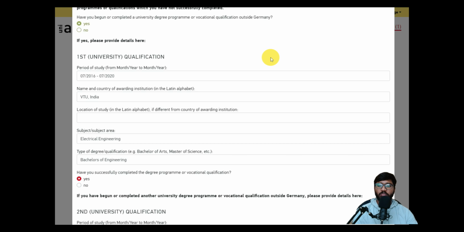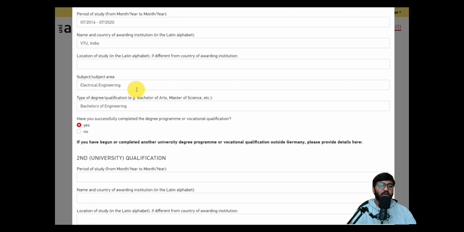So that's the reason the period of study is 4 years for me. And the name of the institution and country where I studied was Vishweshwara Technological University, which is in Karnataka, India. Also, the subject-specific area that I did in my bachelor's is electrical engineering, and the degree qualification that I got is Bachelor of Engineering.